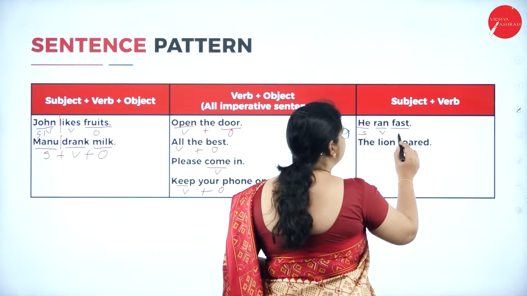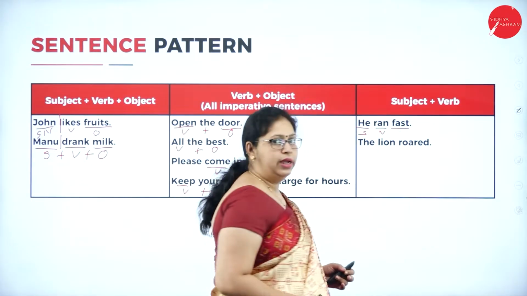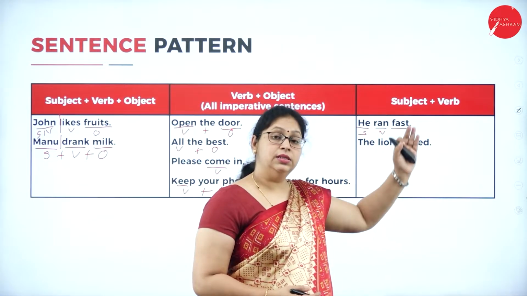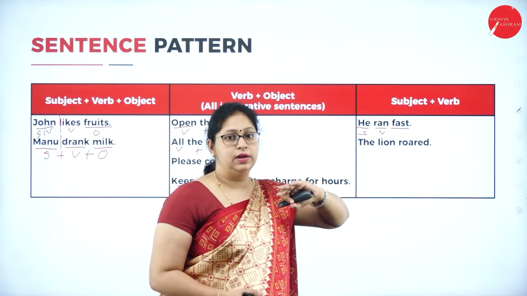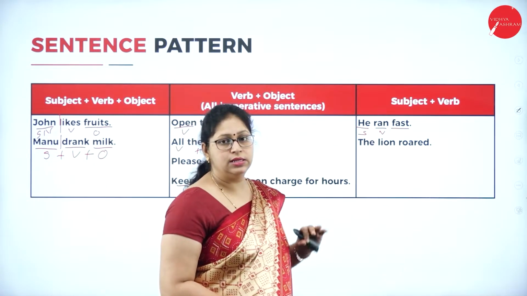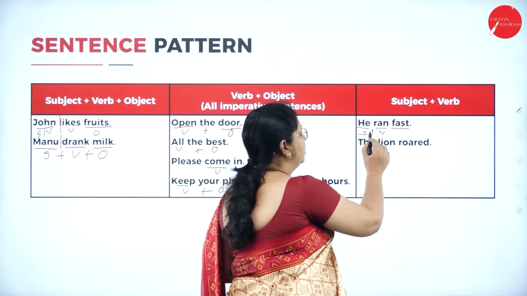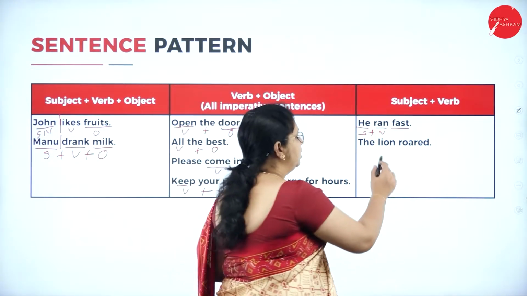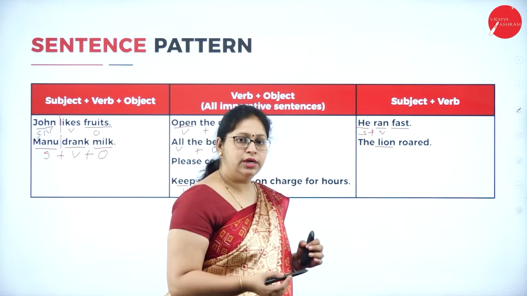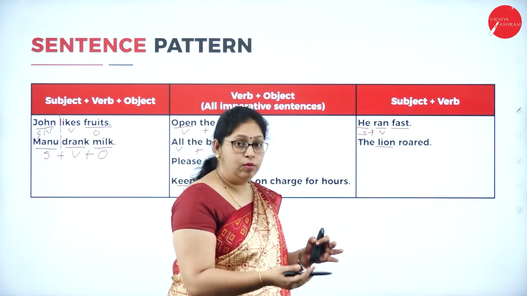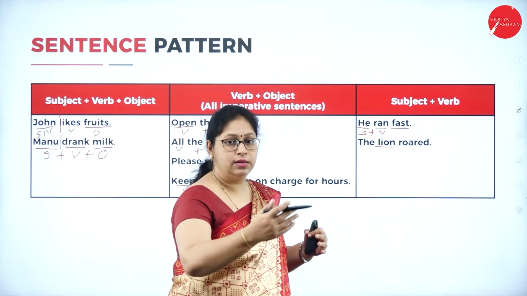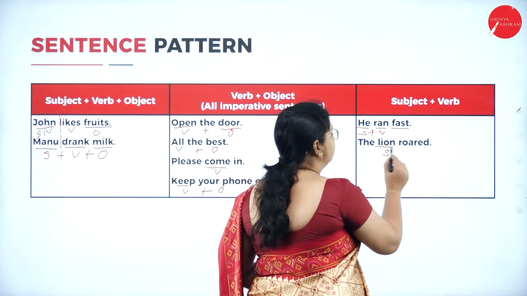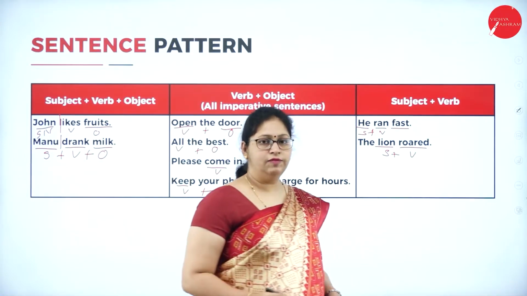But where is the object? This is the adverb. Where is the object? If it was he ran to the office, to the office would be the receiver. But that is not there. So there is no object in this sentence. This is only the subject verb pattern of a sentence. Then the lion roared. Lion is the subject. It is the doer. What did he do? He roared. At whom? He roared at the person. He roared at the other animal. That receiver is not there in this sentence, right? So it is the subject plus verb pattern of a sentence.